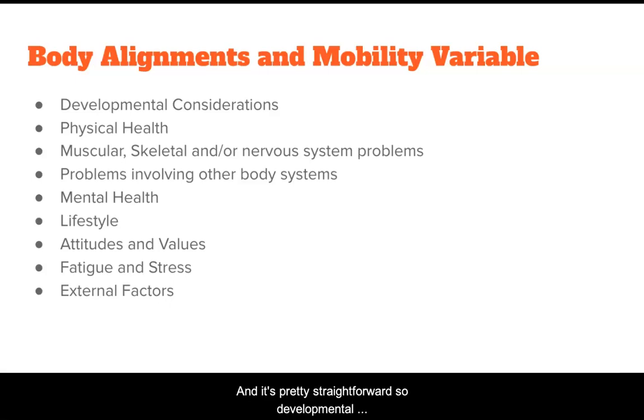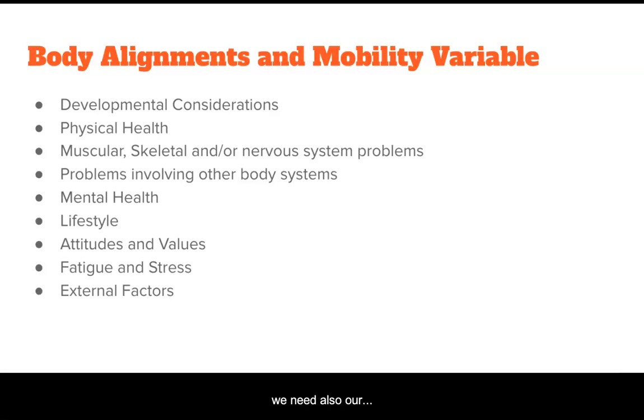So, developmental considerations. Well, we know that a newborn's body alignment and mobility would be quite different than somebody that is 80 years old. We know that a person's age and degree of neuromuscular development will influence their posture, their body, their movements, and their reflexes.